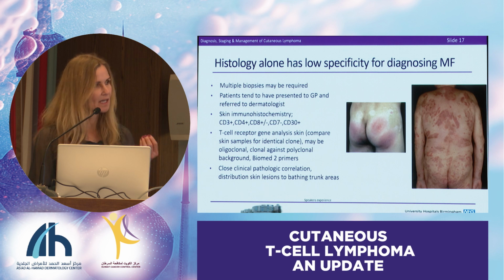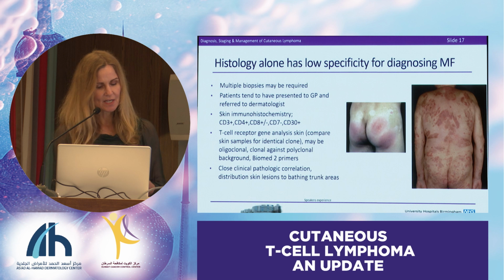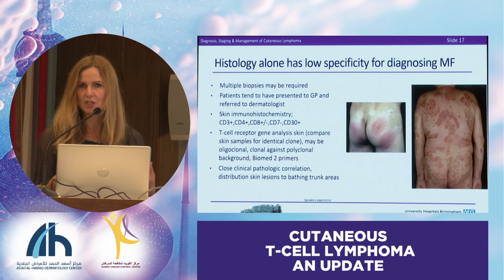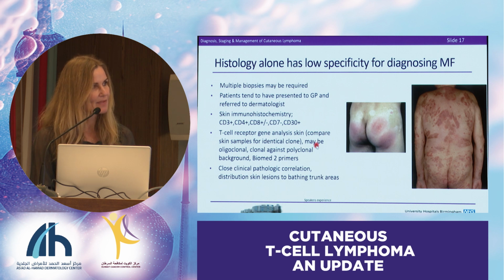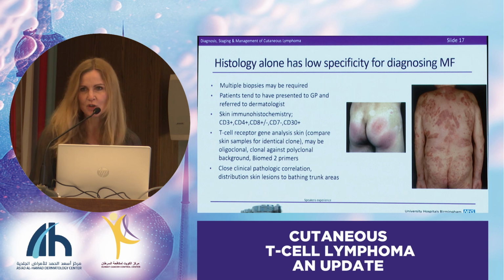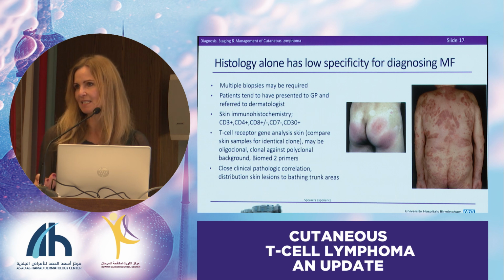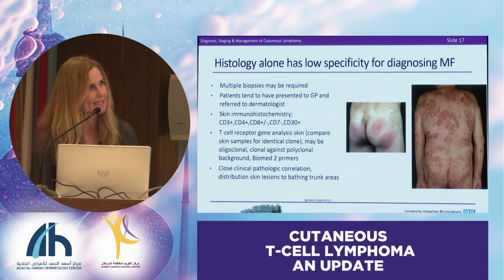Close clinical correlation is very important. So don't forget to look at your patient. Don't just look at the biopsy report. Have they got a distribution of patches and plaques in the bathing trunk area? Are they asymmetric? Do they have follicular tropism? Most inflammatory dermatoses are strikingly symmetrical, so the asymmetry in mycosis fungoides, I think, is a very good clinical finding.